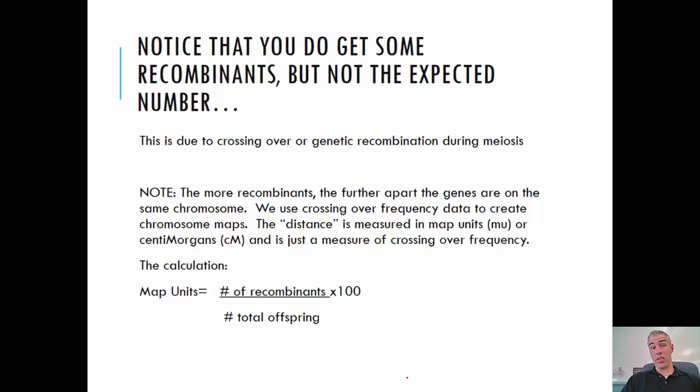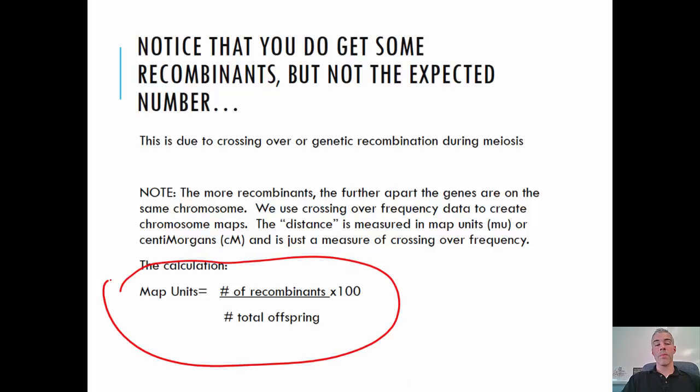And we can actually use that crossing over frequency to determine how far apart they are in reference to other genes on that chromosome. We use this thing called map units, and map units aren't actually a true distance. The distance itself is just a determination of crossing over frequency, and the way you do that is by doing this math right here. Map units equals the number of recombinants times 100 over the total number of offspring.